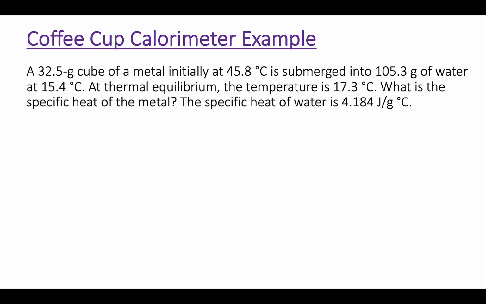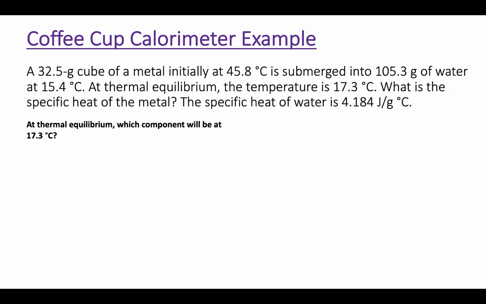So what we want to know is what is the specific heat of the metal, because if we identify that, then perhaps we can identify the metal. And keep in mind that the specific heat of the water is 4.184 joules per gram degree Celsius. And so the first question I would pose in directing your way here is, when we get to thermal equilibrium, which of these components is going to be at 17.3 degrees Celsius?